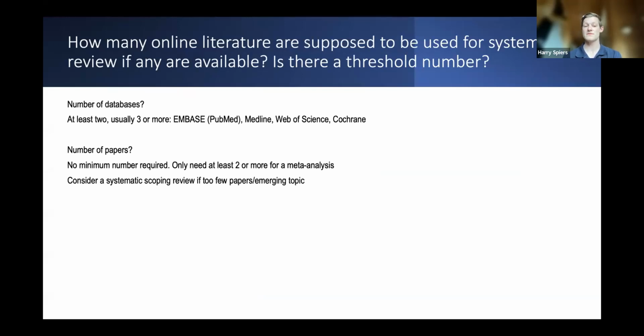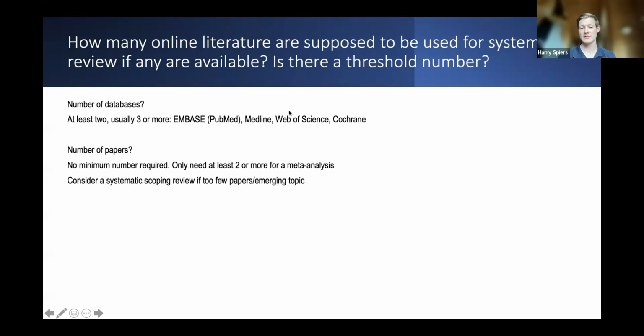So in terms of databases, I would say you need a minimum of 2 databases, but ideally you need 3 or more. For a good systematic review, you need to be searching 3 databases or more. The ones I would always recommend are Embase, which is the slightly extended version of PubMed, or you could use PubMed as a replacement, and Medline. So Embase or PubMed and Medline will have pretty much everything that you'll ever need on your chosen subject, okay?